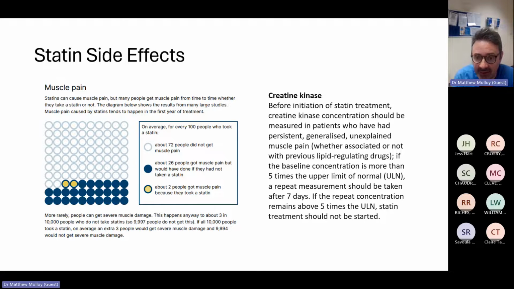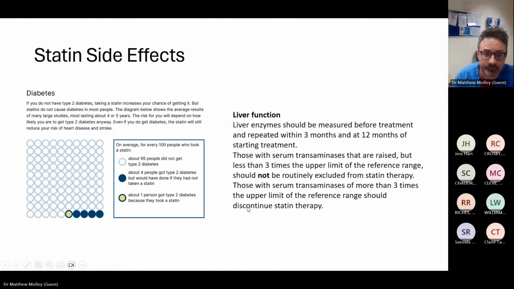So with creatine kinase, we say if the baseline concentration is more than 5 times the upper limit of normal, we'd repeat it again in 7 days. But if it remains that high, we would advise not to start a statin. And if we suspect rhabdomyolysis, we would check patients on a statin with their creatine kinase. But it is very, very rare, and the patient's symptoms tend to be quite severe.